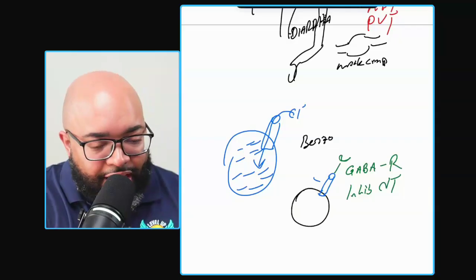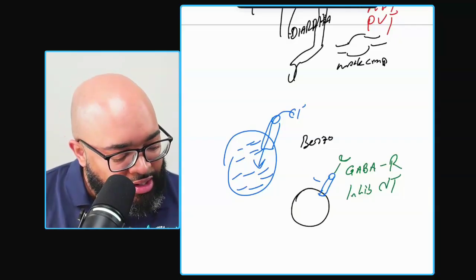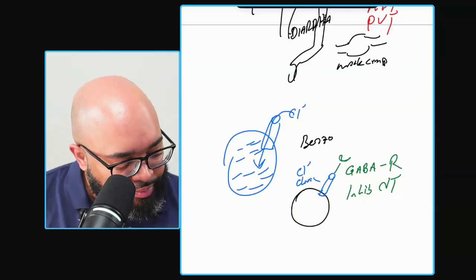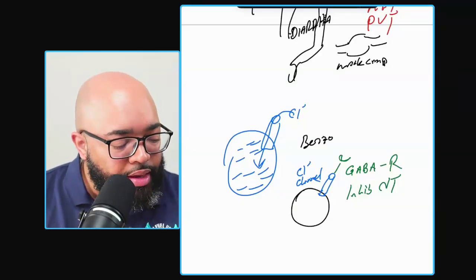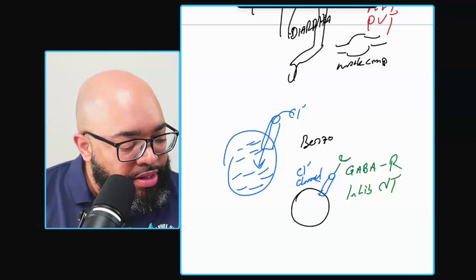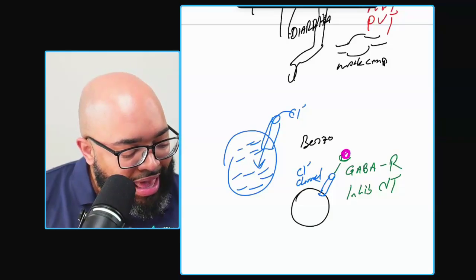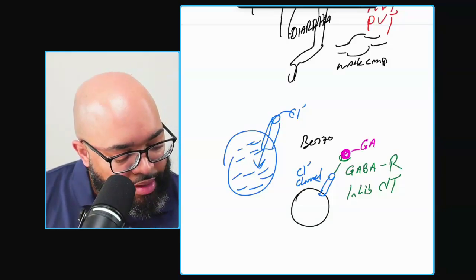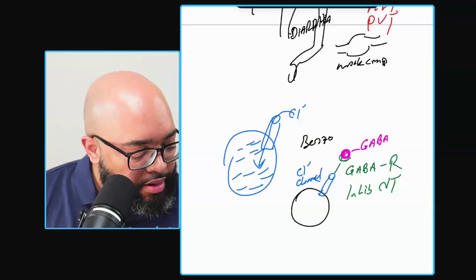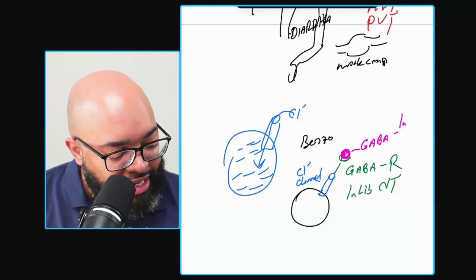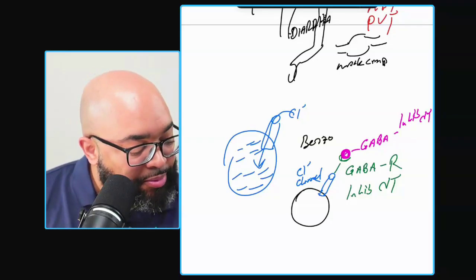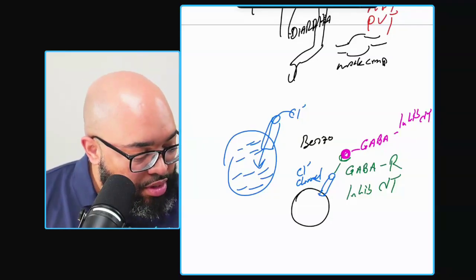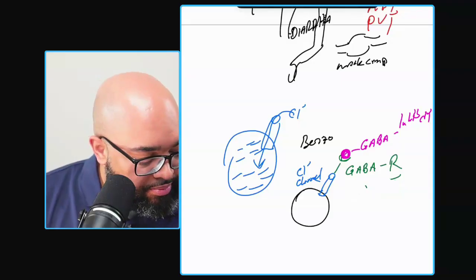So the black thing is the cell. The blue thing is the chloride channel. The green thing is the GABA receptor. And then let's put in pink, let's put GABA. And I should have said GABA is the inhibitory neurotransmitter, but the GABA receptor is what GABA binds to. So let's erase this part.